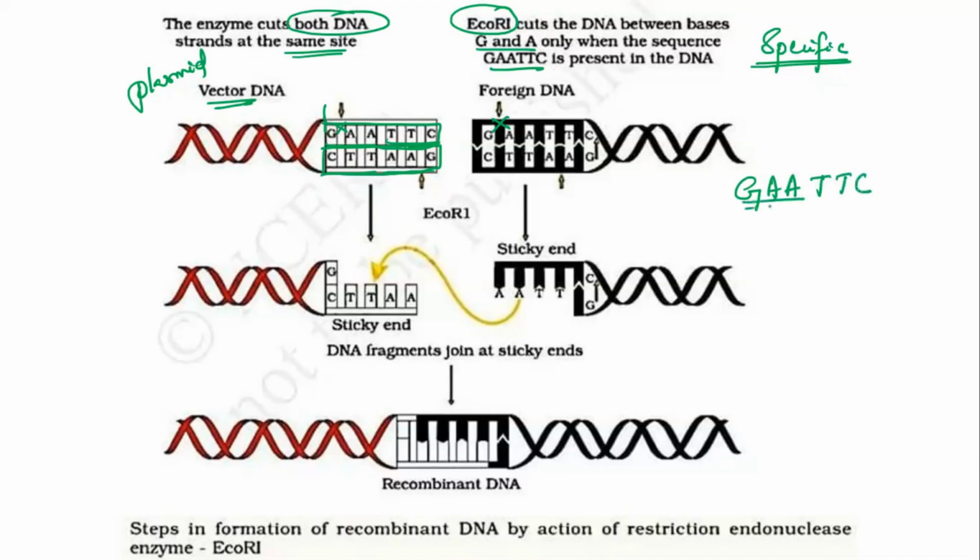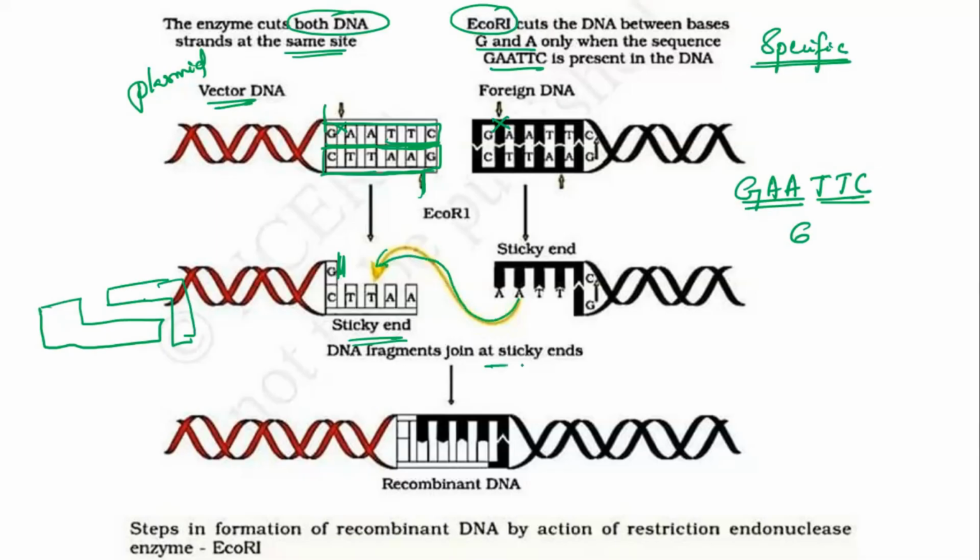GAATTC. GAATTC. There are 6 base pairs. Here you can see they are cleaving between G and A, here and here also between G and A, and you get a sticky end. This is a sticky end. The other side will be like this, so that you can join it together. See, it is exactly complementary here.